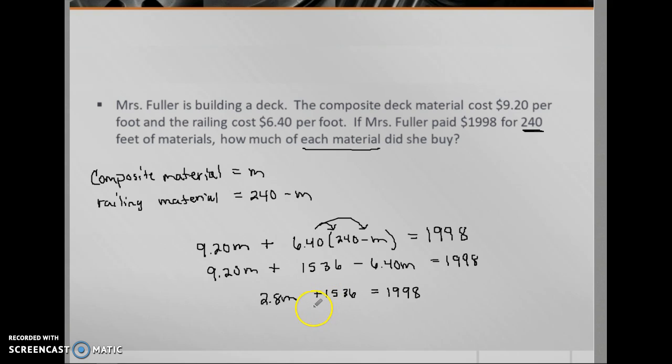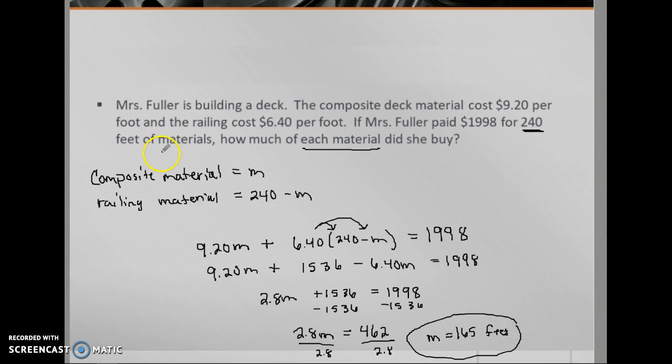We want to collect all our constant terms on one side, so the inverse of adding 1,536 would be to subtract 1,536 from both sides. So we have 2.8 M equal to 462. Last step to get M by itself is to divide by 2.8, so that we have M equal to 165 feet. Okay, so our composite deck material, this was 165. We want to subtract 240 minus 165 to figure out how much material we used for the railing. And 240 minus 165 comes out to be 75. So our composite material is 165 feet, and our railing material, Mrs. Fuller purchased 75 feet.